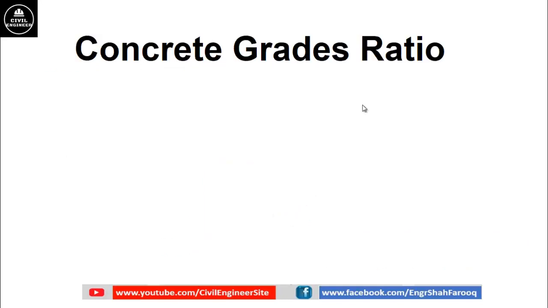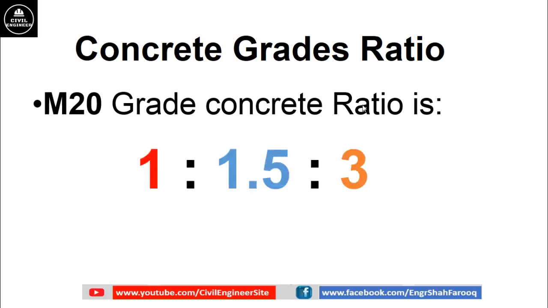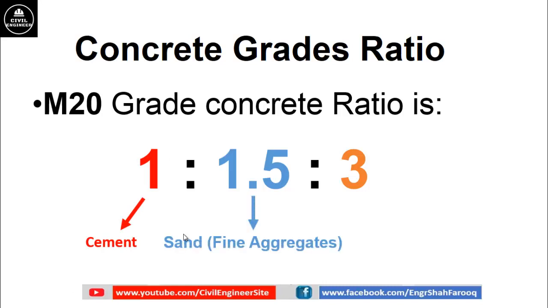Each concrete grade has its own ratio. Like for M20 grade concrete, ratio is 1:1.5:3. Here the first number is always 1 and it represents the quantity or ratio of cement. The second number represents ratio or quantity of sand or fine aggregate, and the last third number represents the quantity or composition of crushed stones or coarse aggregates.